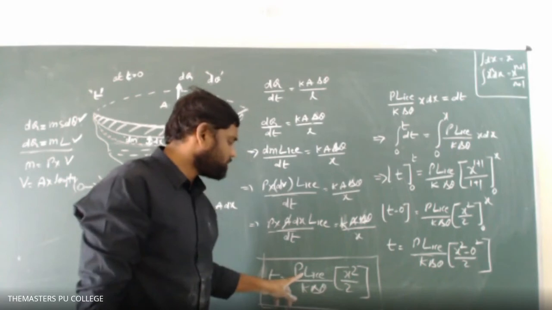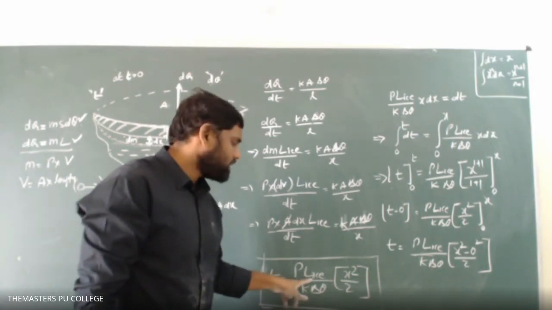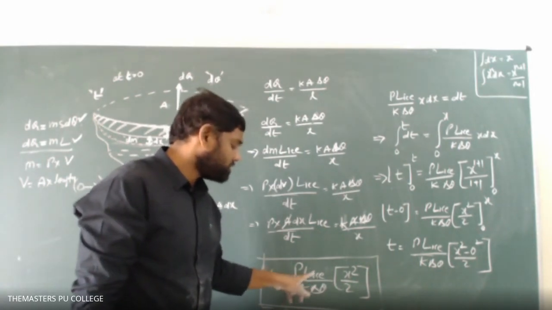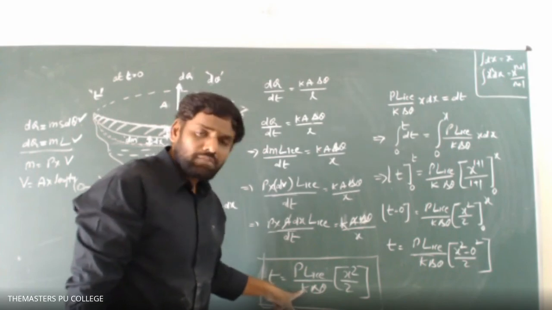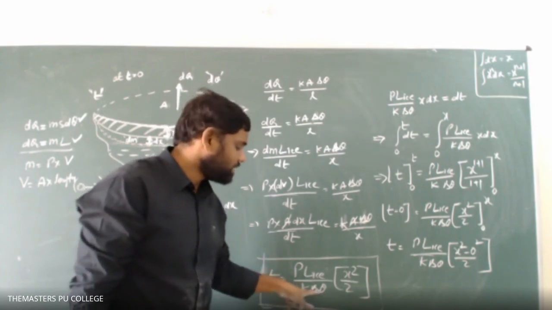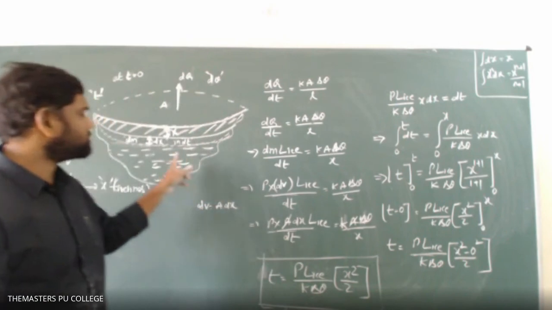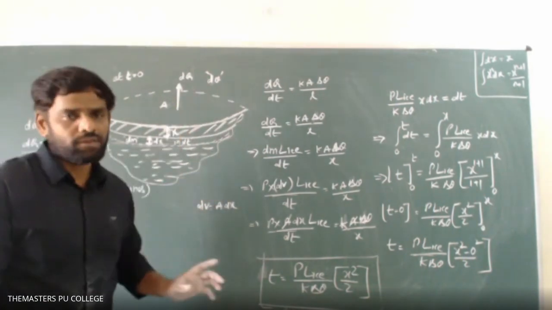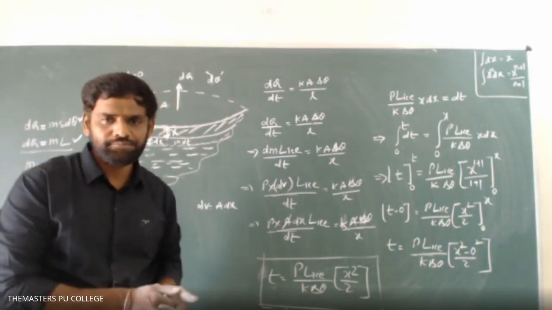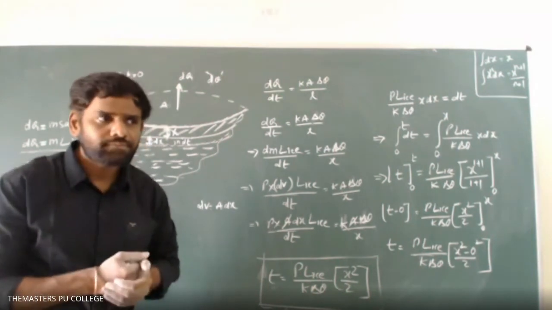Here rho stands for the density of water, L stands for the latent heat of ice, K stands for the thermal conductivity of ice, and delta theta is the temperature difference between the water and the atmosphere. That is about the topic. Got it?